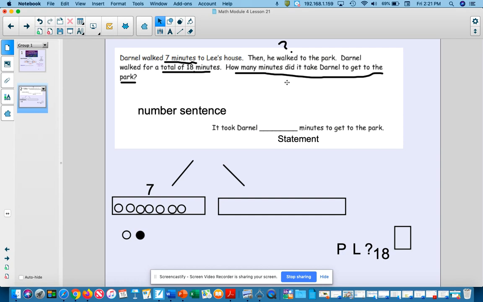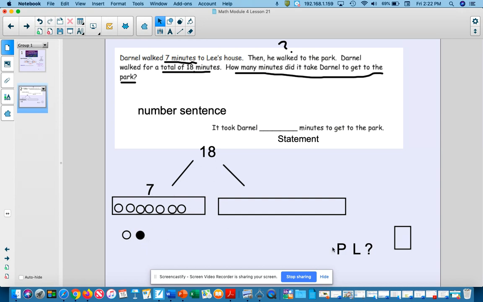Let's look at the next piece of information they give us. We have a total of 18 minutes. A total of 18 minutes. So let's see. Our 18, is that going to be a part, or is it going to be a whole? A part or a whole? If you guessed whole, you are correct. So 18 is the whole. So we have a part and we have the whole.